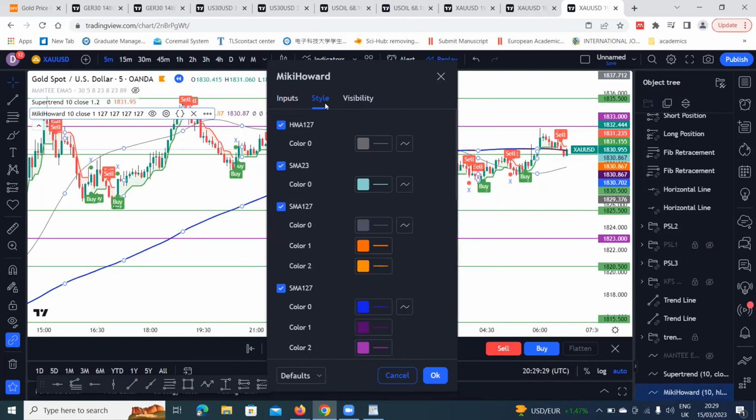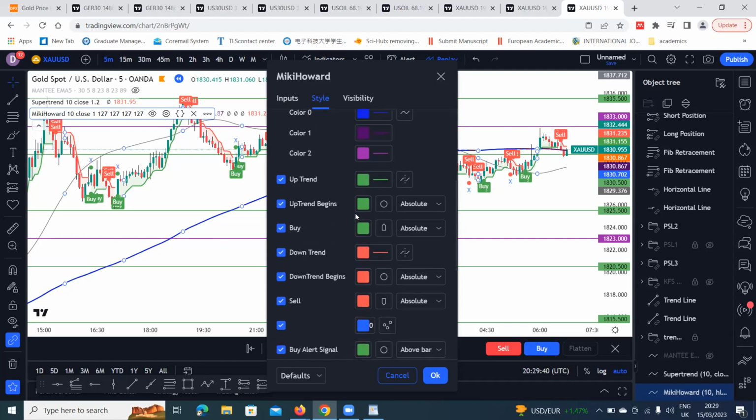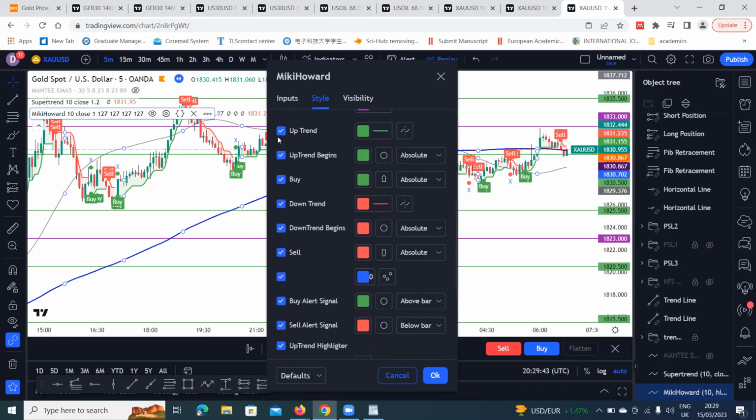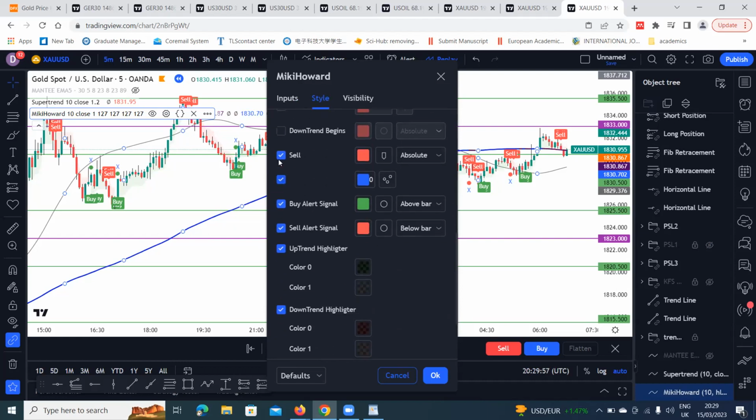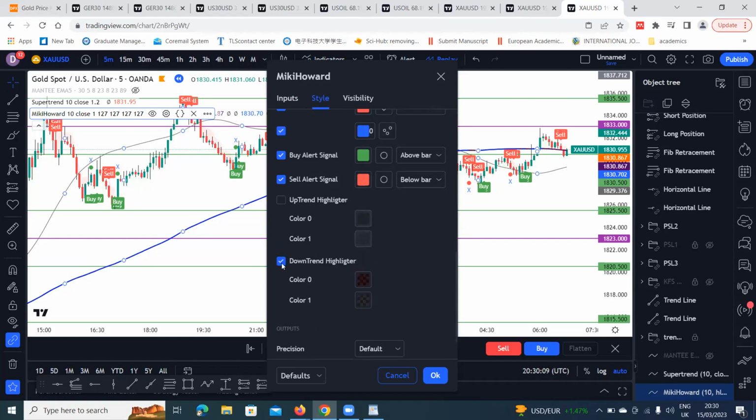So style is 27. Untick the 23. And then the 27th. Now go down, please. Go down, untick uptrend. Uptrend begins on tick. Leave the buy. Downtrend on tick. Downtrend begins on tick. Leave the sell. And then buy alert, sell alert, leave them. And then uptrend highlighter on tick. And then downtrend highlighter on tick. Go down. Yes.